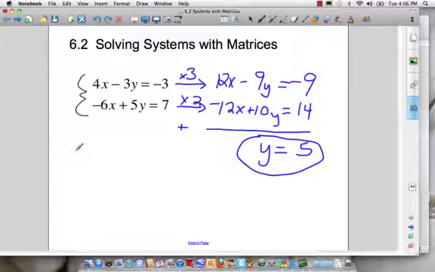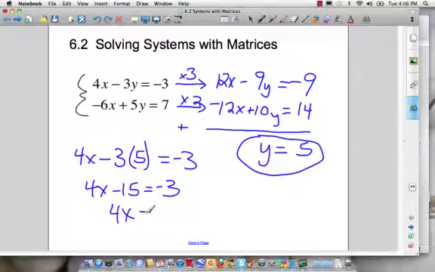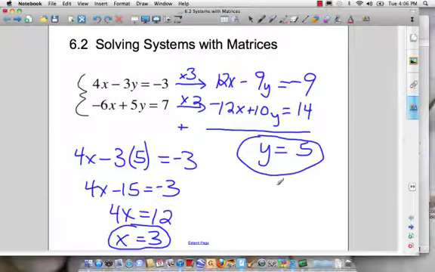I find x by plugging my y value into either equation. I'll go ahead and use the top equation. 4x minus 3y is supposed to be negative 3. And I just figured out that y is 5. So 4x minus 15 equals negative 3. Adding 15 to both sides, I discover that 4x is 12, and therefore x is 3. So the ordered pair that satisfies both equations would be x is 3, y is 5.